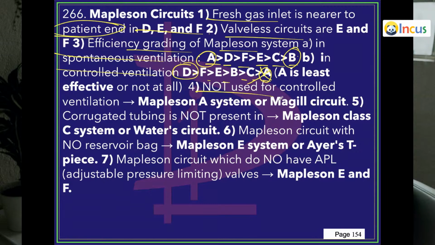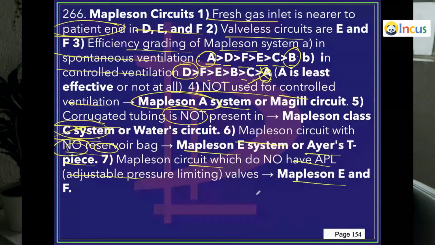So what is not used in controlled ventilation? Mapleson A system. Corrugated tube is not there in Mapleson Class C, but Class C is obsolete. Currently we are not using it. And which Mapleson circuit has no reservoir bag? Mapleson E. Which Mapleson circuits do not have APL? Mapleson E and Mapleson F.